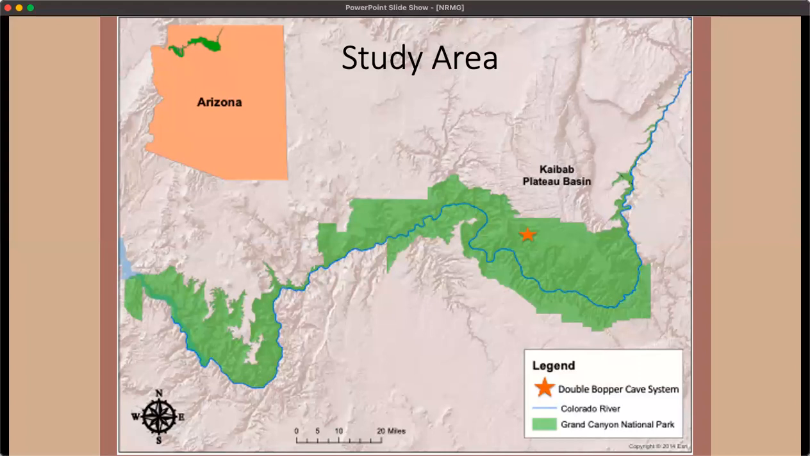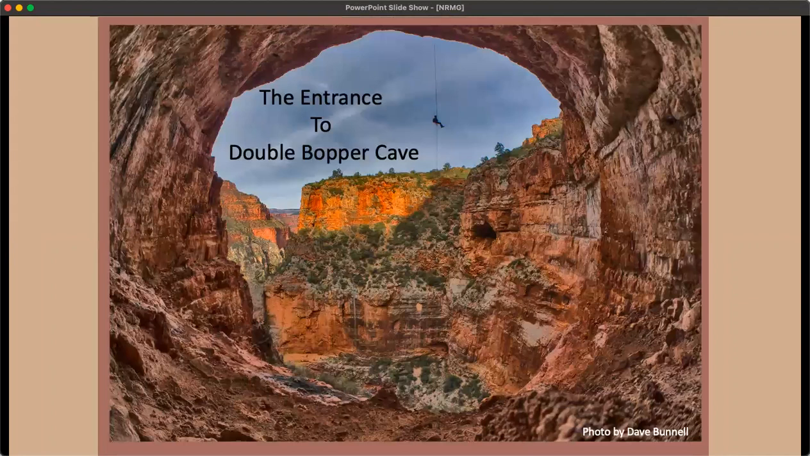So beginning with my introduction and my study area, the Bopper Cave system is located on the north rim of the Kaibab Plateau within Grand Canyon National Park. And this cave is not easy to access. Here is a photo of the entrance with a human for scale. There's about a 200-foot rappel just to get into the lip of the cave or the mouth.